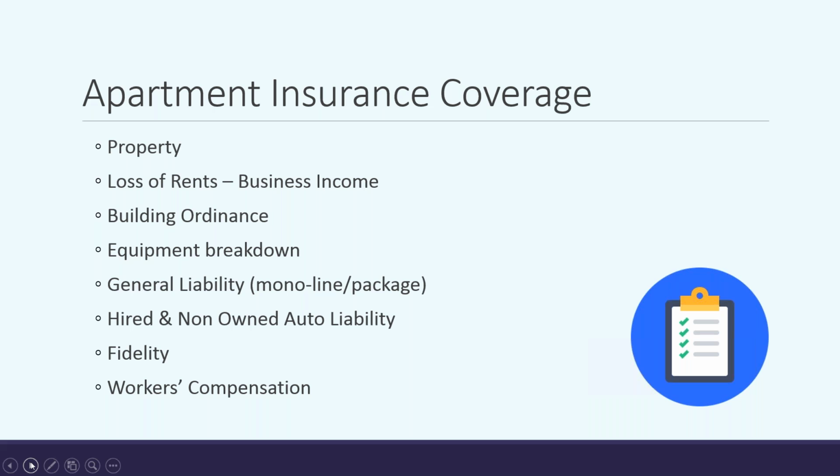GL, obviously, is going to be a big one. Some people, we're able to write monoline or package. Should, for some reason, you have to get off the risk and the package, there was a fire loss. The GL was fine. We can look at writing the GL for you and writing the property somewhere else and vice versa. So we're able to split that up. We're also able to include hired and non-owned auto, which I generally include, even if it's not requested on the application, I generally add that on there.